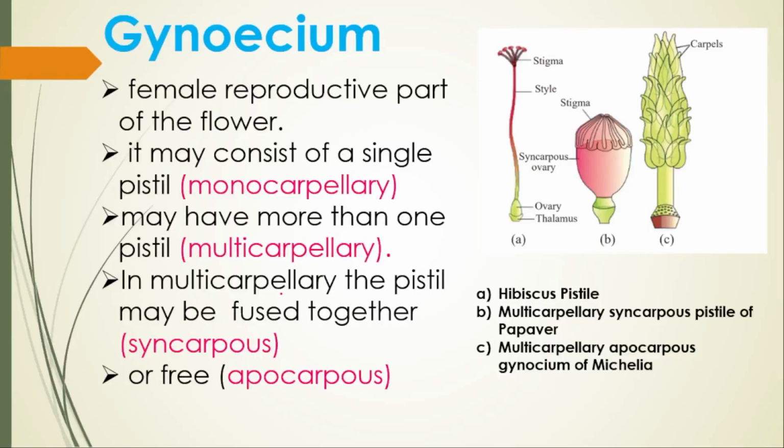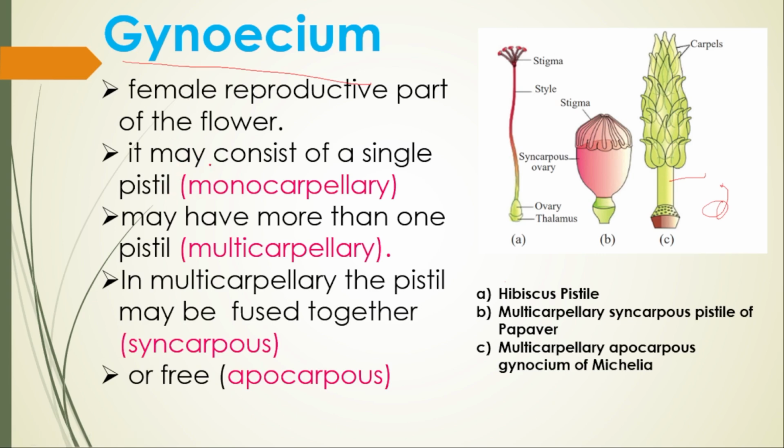So in the last class we discussed the male reproductive part, and today we are going to discuss the female reproductive part, that is the gynoecium. Gynoecium is the female reproductive part of the flower, and it may consist of a single pistil or else many pistils.